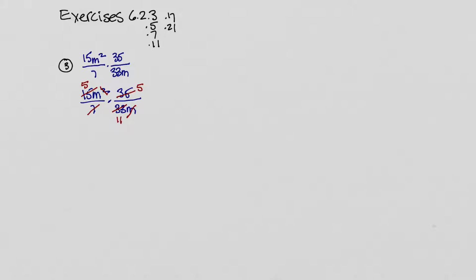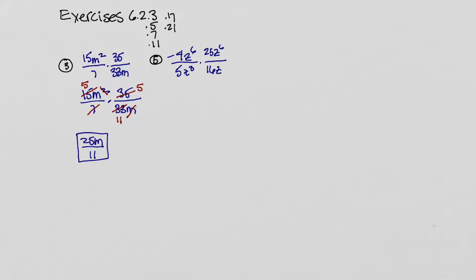And now let's do our best to put this all back together without losing anything. We've got 5 times m times 5, so we'll have 25m. And in the denominator, we've got a 1 times 11 times 1. That'll give us an 11. So let's conclude then that that is the multiplication in simplified form.